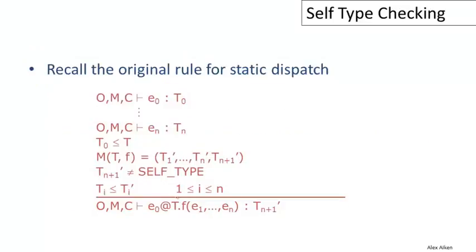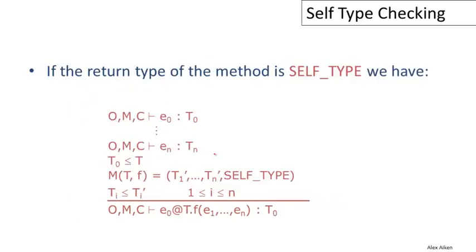We have to make similar changes to the rule for static dispatch. So here is the original rule for static dispatch, and again, this part of the rule will not change. This handles the case where the return type of the method is not self-type. But if the return type of the method is self-type, then the rule looks a little bit different. So once again, we type check the expression that we're dispatching to and all the arguments in the same environment as that of the entire expression.